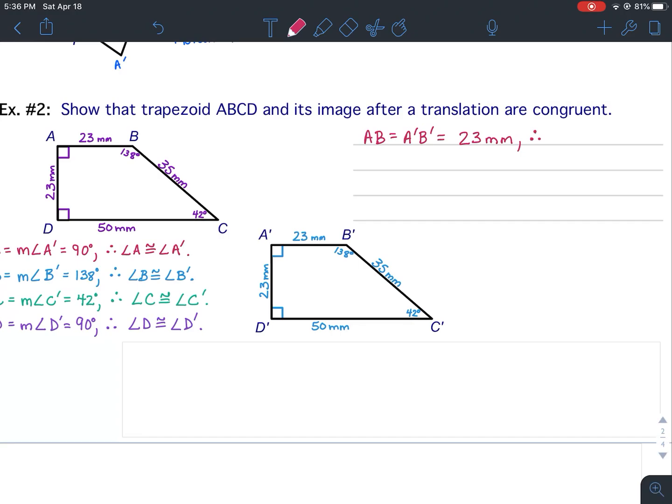Therefore, AB is congruent to A prime B prime. Don't forget to put those lines above.